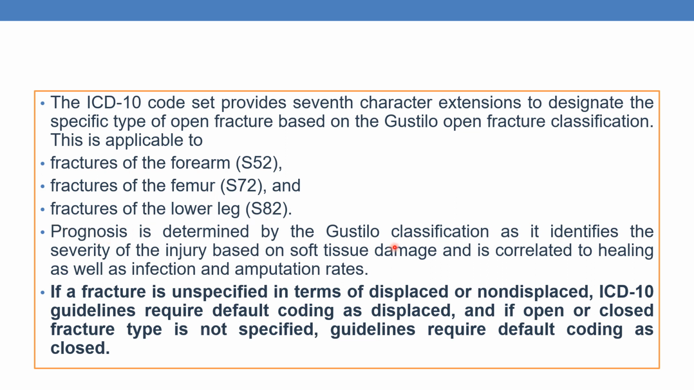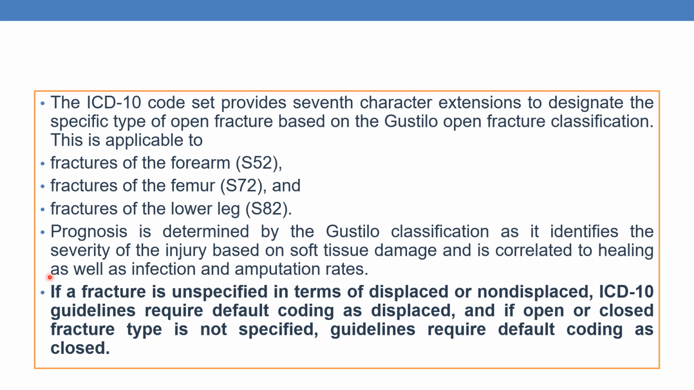Prognosis is determined by the Gustilo classification as it identifies the severity of the injury based upon the soft tissue damage, and correlates to healing as well as infection and amputation rates.